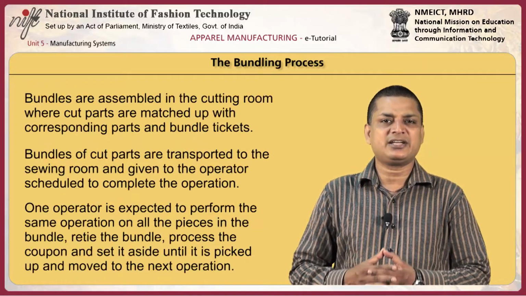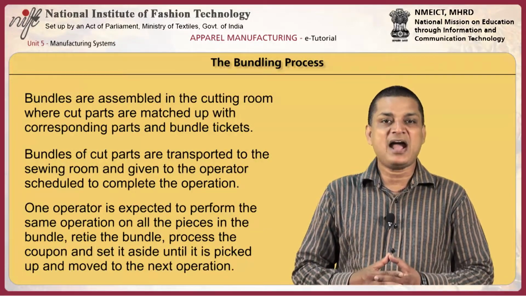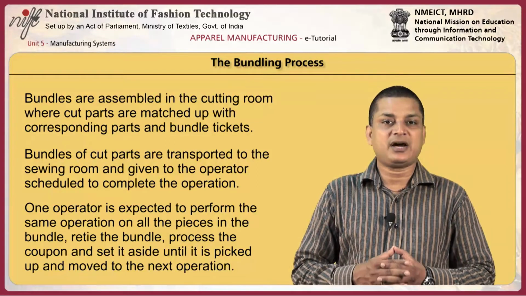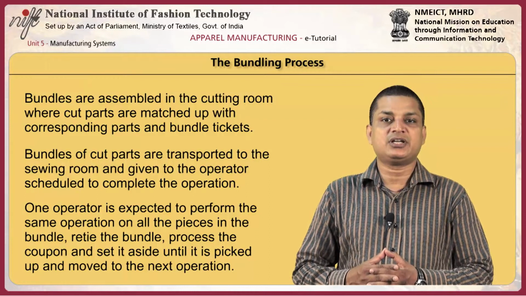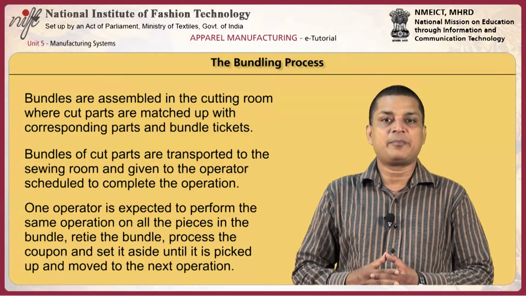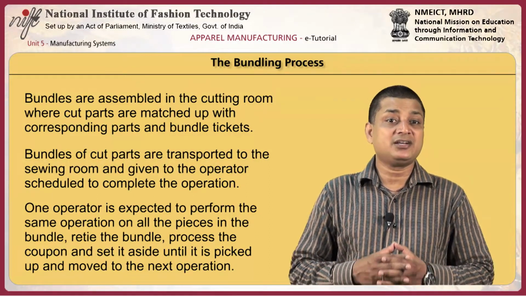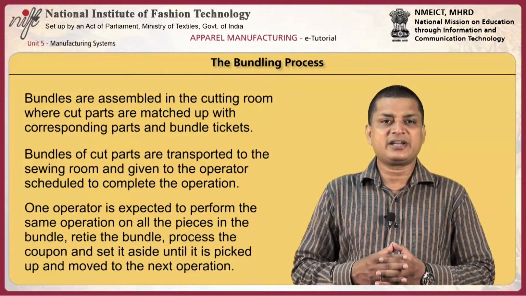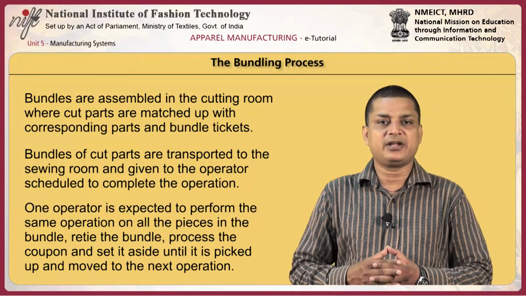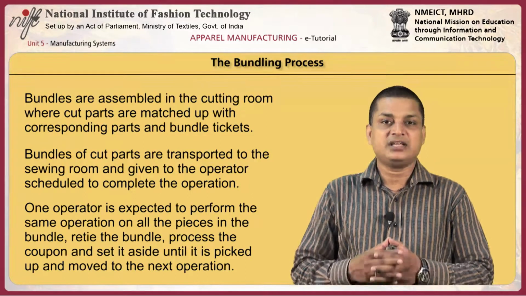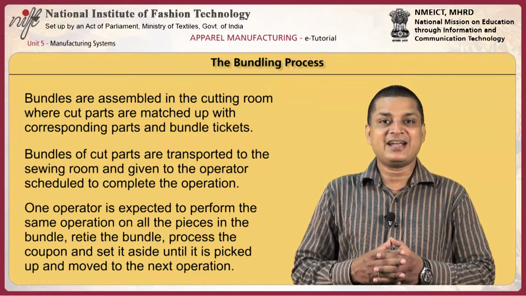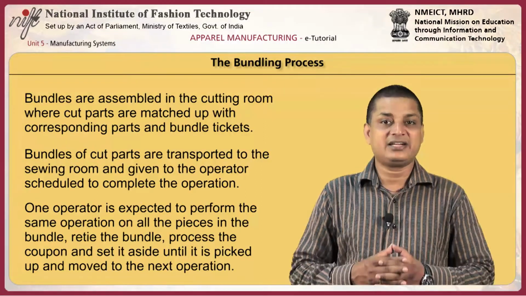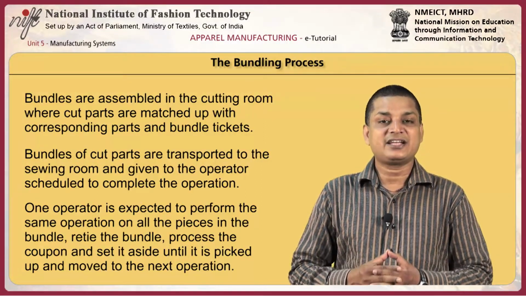Bundles are assembled in the cutting room where cut parts are matched up with corresponding parts and bundle tickets. Bundles of cut parts are transported to the sewing room and given to the operator scheduled to complete the operation. One operator is expected to perform the same operation on all the pieces in the bundle, retie the bundle, process the coupon and set it aside until it is picked up and moved to the next operation.